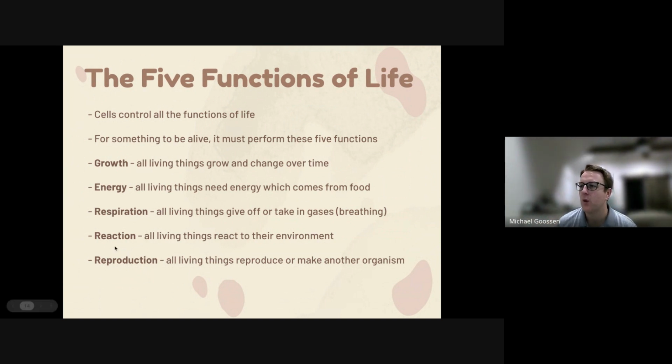Okay. Reaction, all living things react to their environment. Like if you were to poke me with something sharp on my arm, I'd be like, whoa, I'd have a reaction. And even a plant, like if you water it too much or you don't water it, it'll react to that change. Reproduction, all living things reproduce or make another organism, okay? So that's how each species lives on, because there are some members of that species that are reproducing.